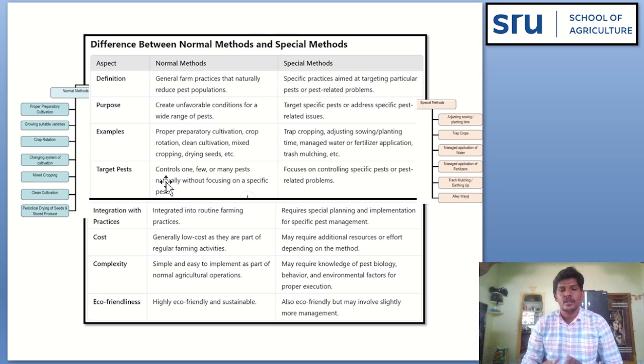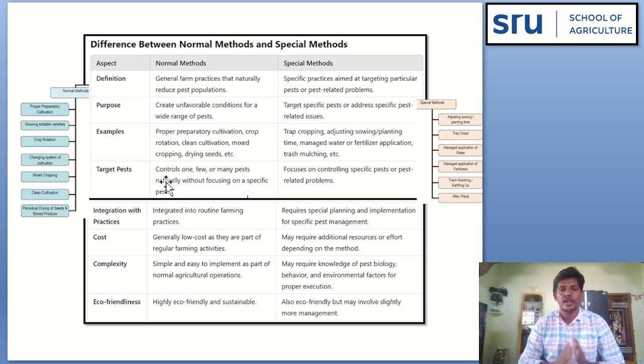See here, normal methods and special methods. Normal methods are general farm practices that naturally reduce pest population. But special methods are specific practices aimed to regulate a particular pest. You can better understand with an example. For example, deep summer ploughing can manage a wide range of pests. So this is the normal method.